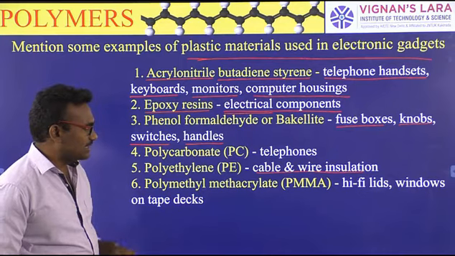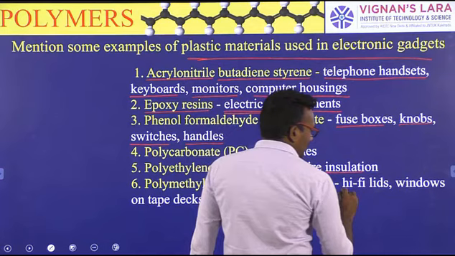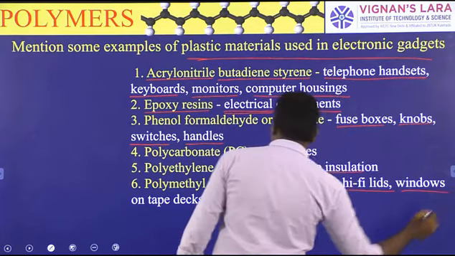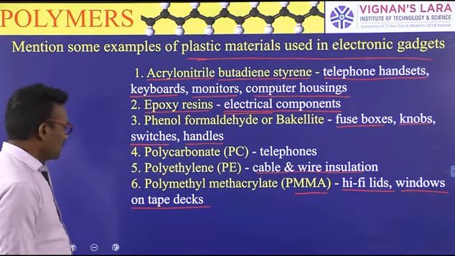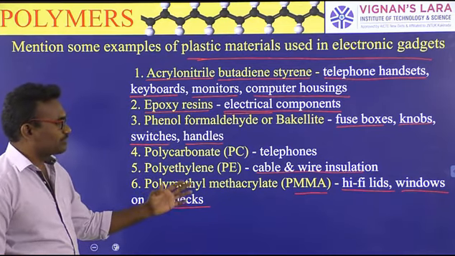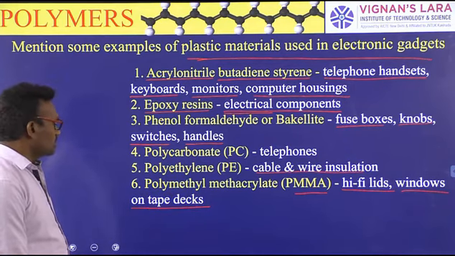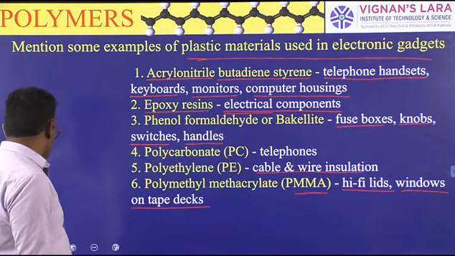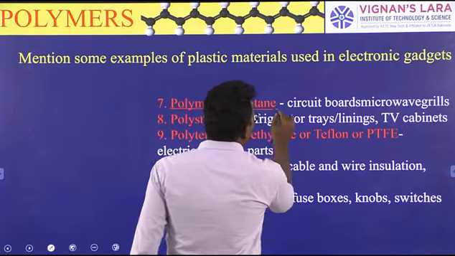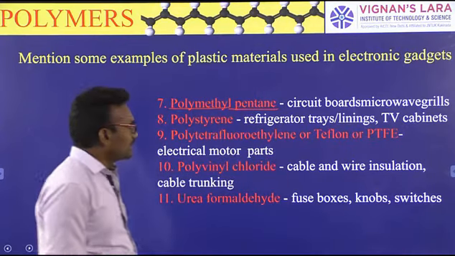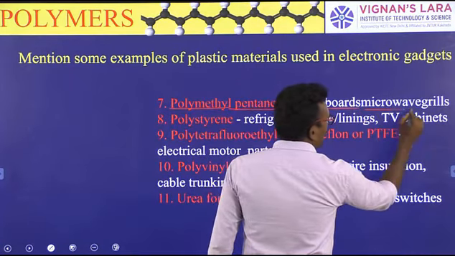Polymethyl methacrylate, also called PMMA, is used for Hi-Fi lids or Hi-Fi windows on a tape deck. That is polymethyl methacrylate. At the same time, some examples: polymethyl pentane is also used to prepare circuit boards and microwave wheels.